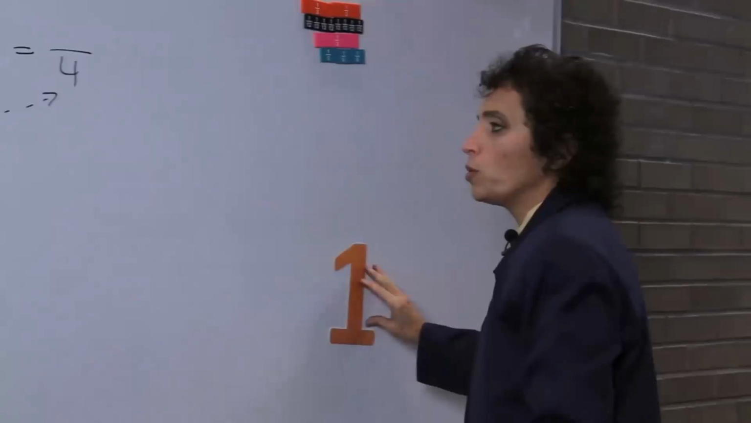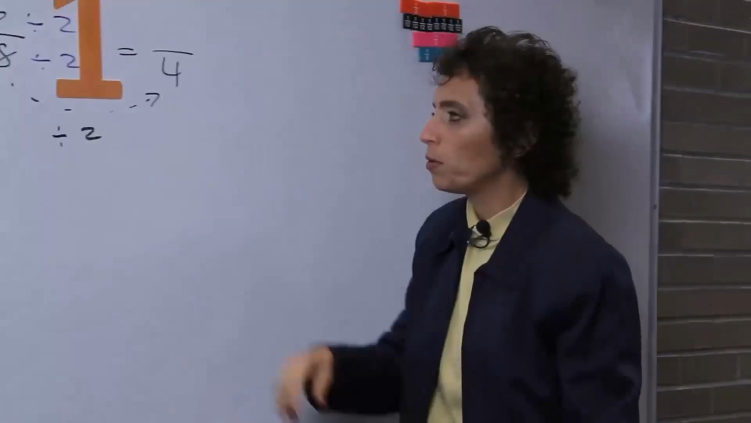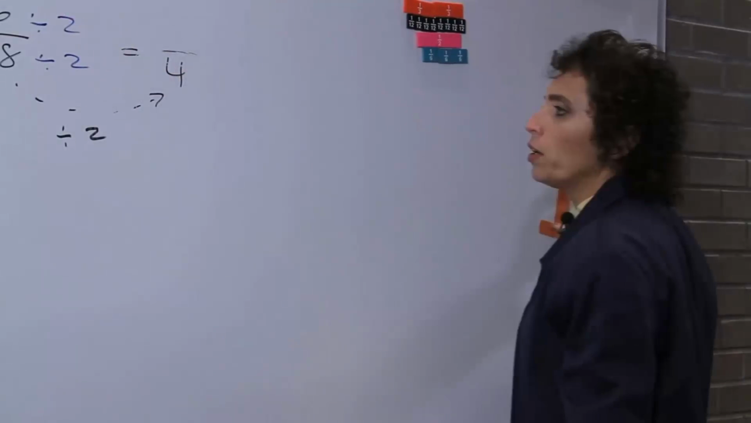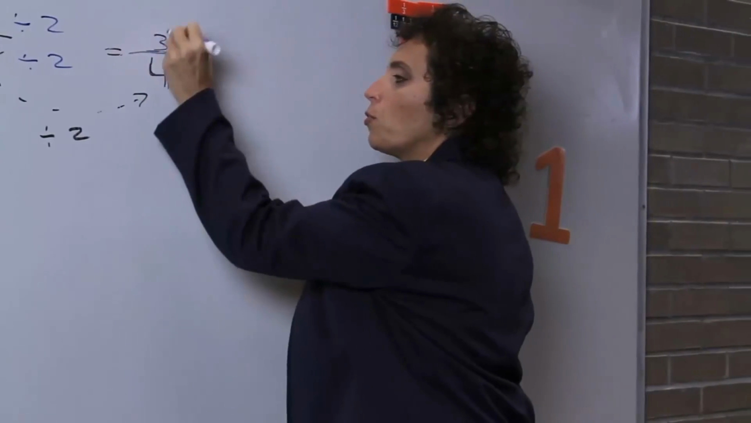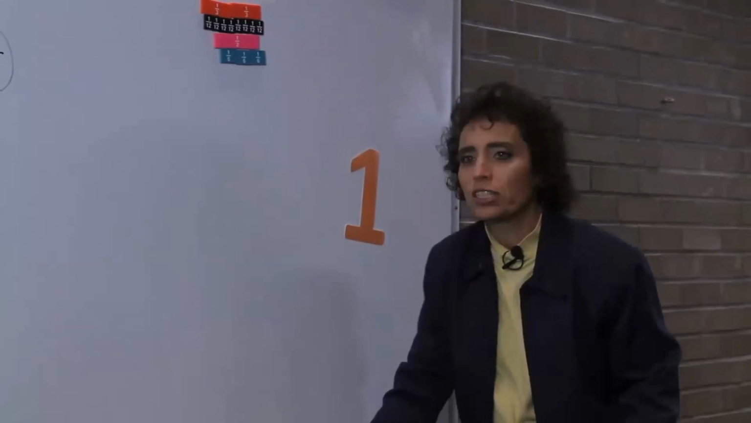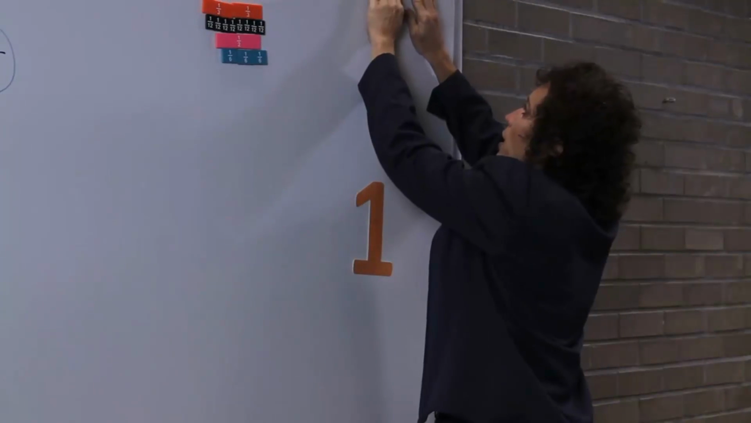Why? Because we have to use a form of 1. 2 divided by 2 is 1, so you have to use that form of 1. So 8 divided by 2 is 4. 6 divided by 2 is 3. So we get 3/4. So we know 6/8 equals 3/4. Guess what I'm going to do now? Yes, I'm going to prove it. Okay, 6/8.